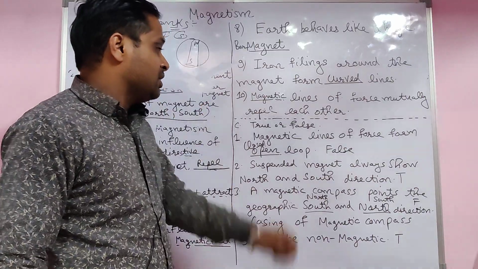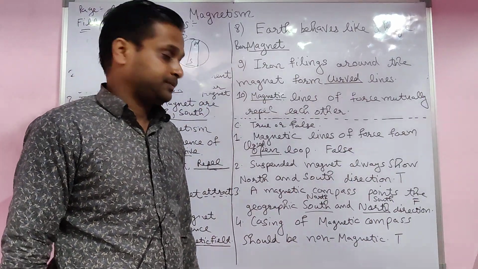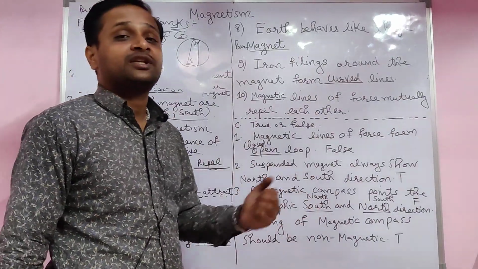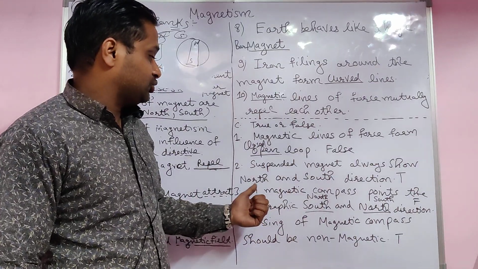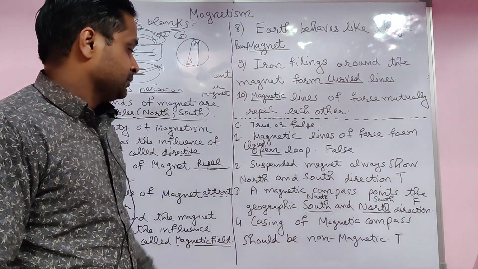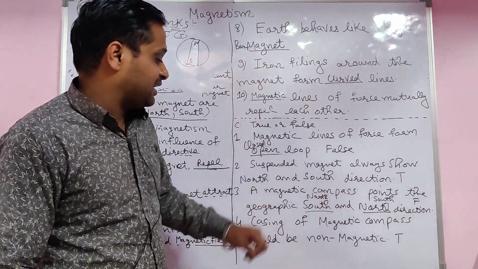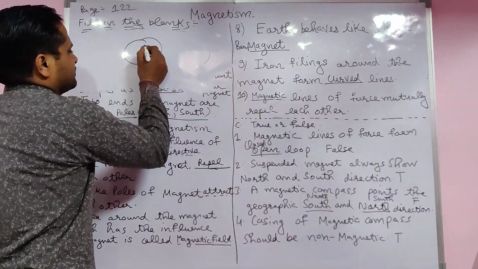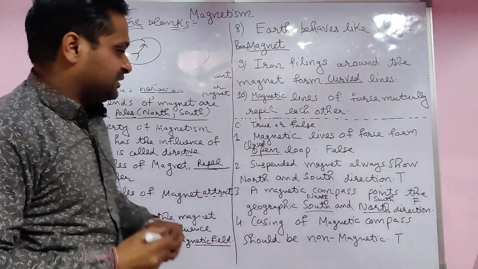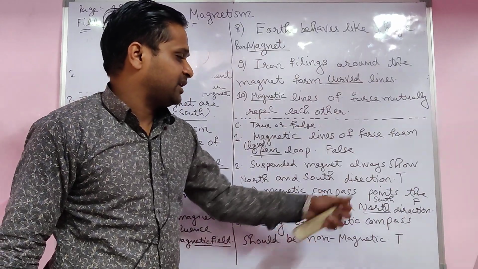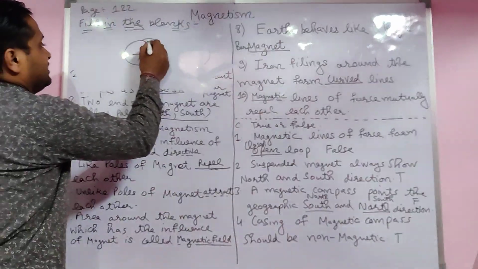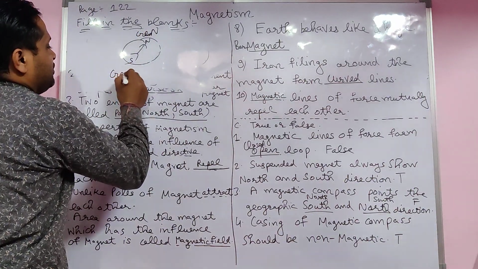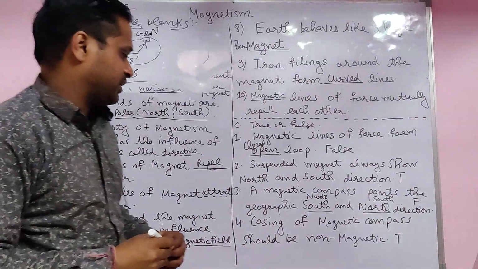A suspended magnet always shows the north and south direction. When a suspended magnet, as already told to you, always points toward the geographic north and geographic south. Yes, the answer is true. A magnetic compass points the geographic south and north direction. This is their north and this is south, always toward the geographic north and geographic south of the earth, students.